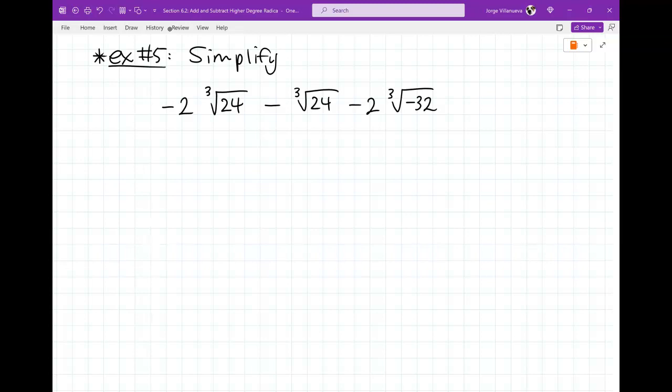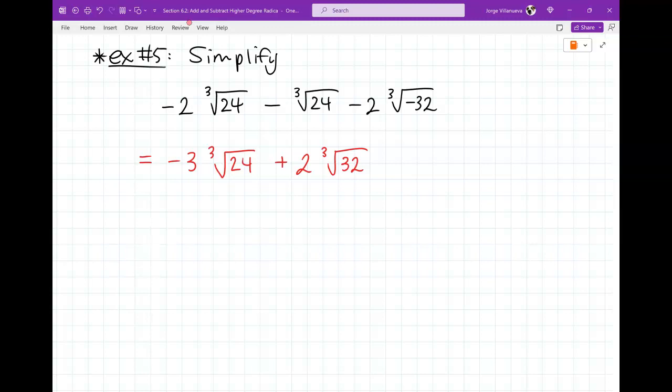So what can I combine? The first 2, right? The first 2 right here. These are both cube roots of 24, right? So I can combine the cube roots of 24. So negative 2 cube root of 24 minus 1 cube root of 24 is negative 3 cube root of 24. Then notice I put plus 2 cube root of 32. I moved the negative inside of the cubed root. I moved it out. You can do that with odd indices. So like cubed root, 5th root, 7th root. You can always move those out.